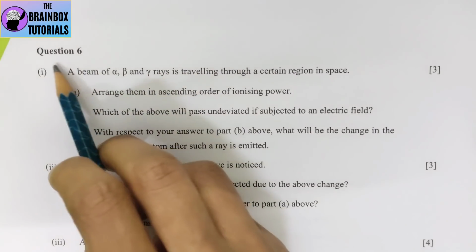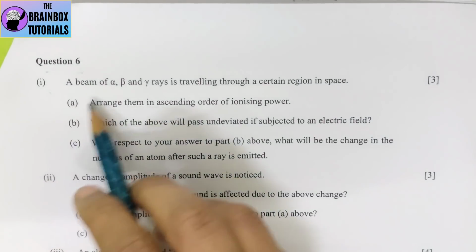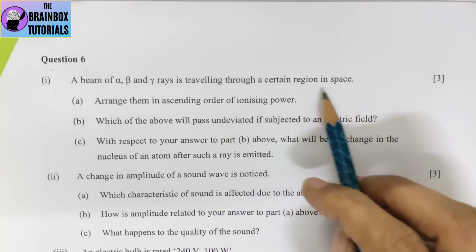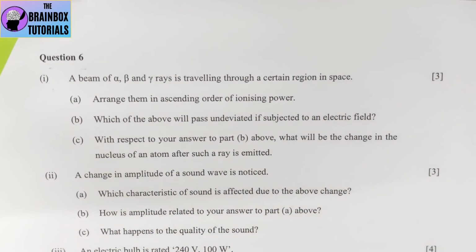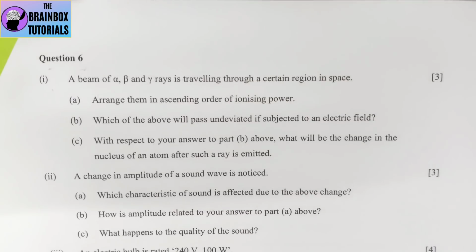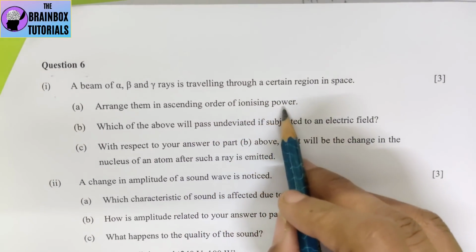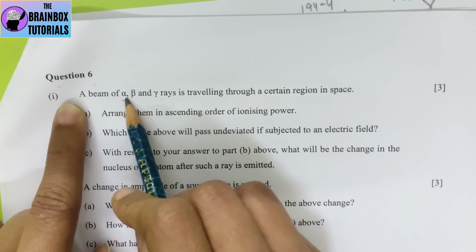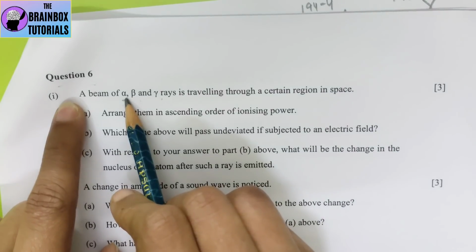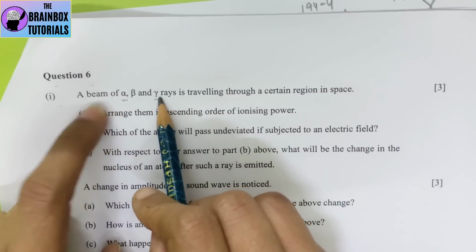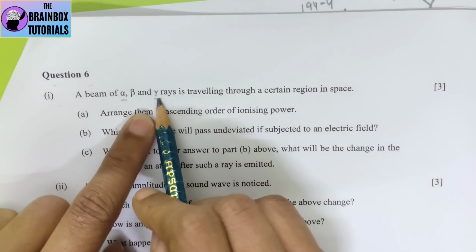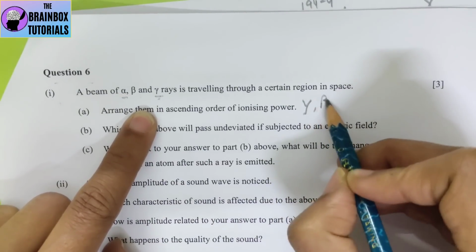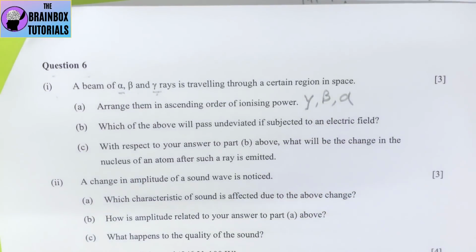Now moving on to our last question, question number 6, subpart 1. A beam of alpha, beta and gamma rays is traveling through a certain region in space. Number A, arrange them in ascending order of ionizing power. So in ascending order of ionizing power, alpha ionizes the most, that means it will be put last, and gamma radiation ionizes the least because the speed is very high. So ascending order: first gamma, then beta, then alpha rays.